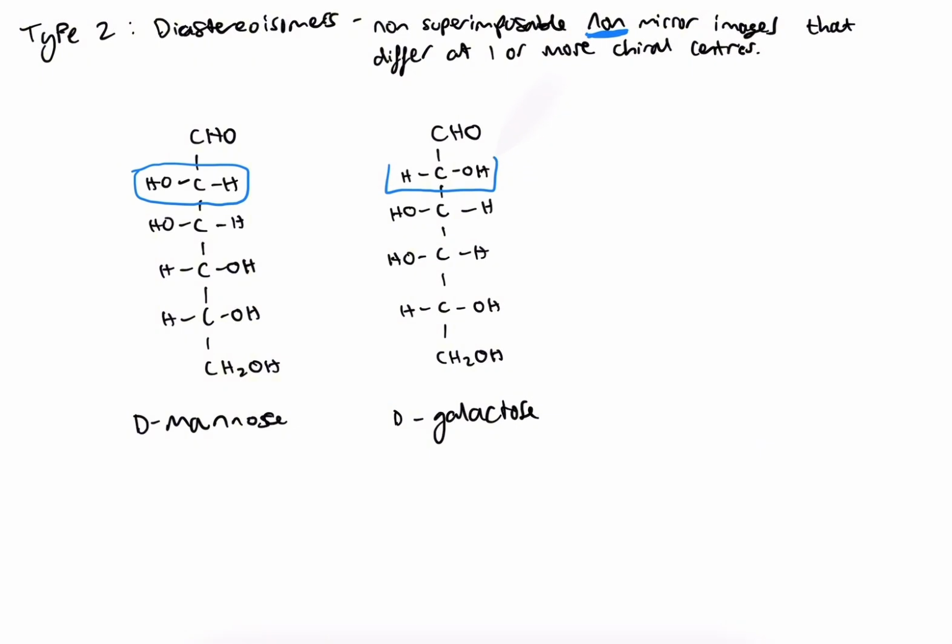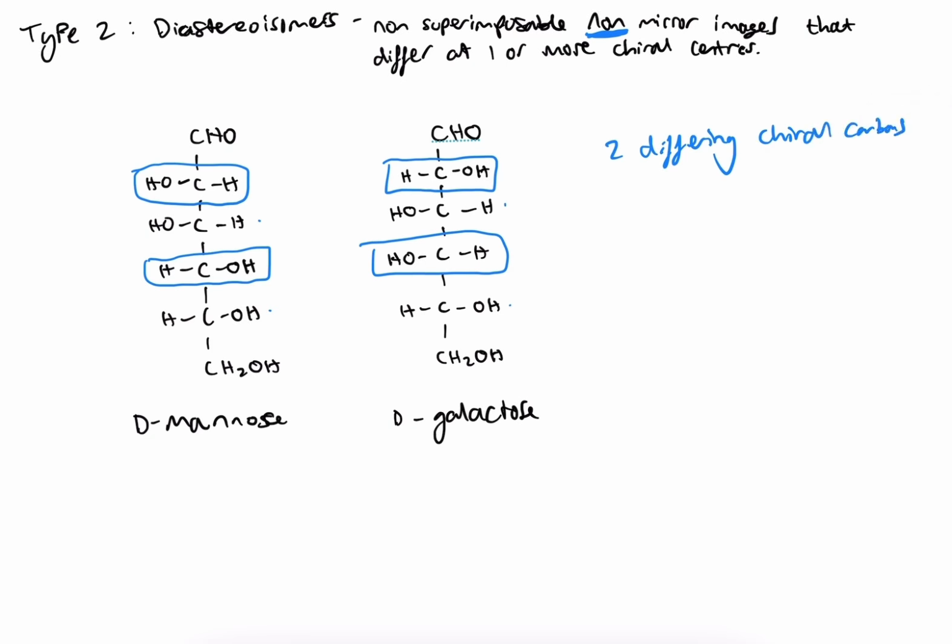You can see they're flipped. They're the same here and here. They're flipped again here, and the same here and here. So we have two differing chiral carbons, making this a diastereoisomer.